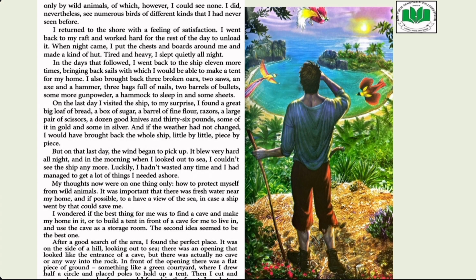After exploring the area, Robinson returns to the shore feeling satisfied. He spends the rest of the day unloading the raft, and when night comes, he makes a small shelter using boards. But Robinson doesn't stop there. Over the next few days, he returns to the ship 11 more times and brings back many useful things: sails, oars, tools, nails, bullets, gunpowder, and a hammock and sheets. On his final visit, he finds even more supplies including bread, sugar, flour, knives, and some money.